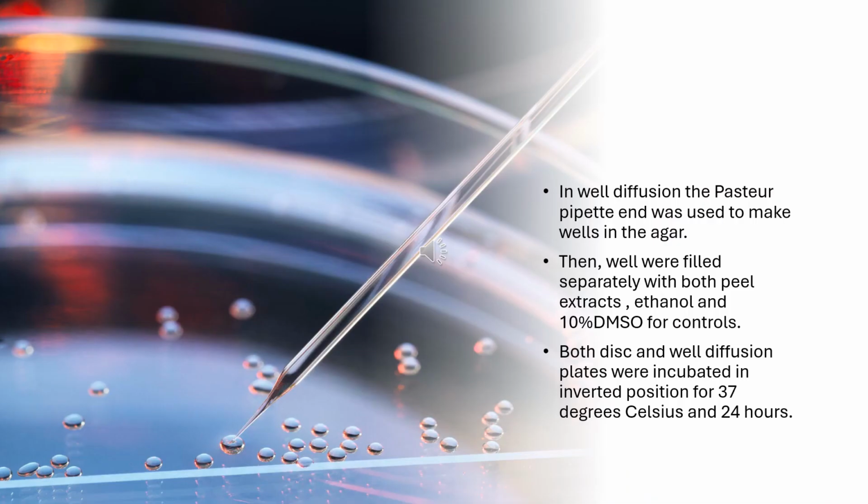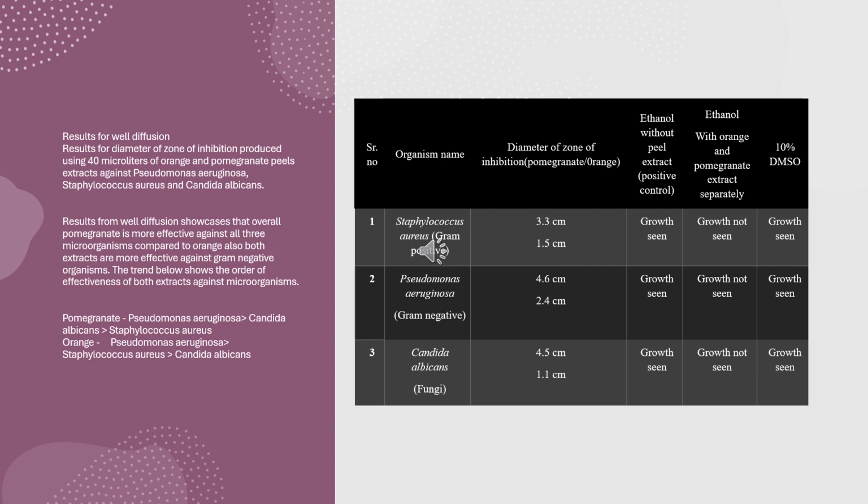For the well diffusion, we first swabbed the whole plate with our bacteria, and then using a cork borer or a Pasteur pipette, we make holes inside the plates in which we are going to put our extract and also our negative controls. For the extract, we have put both our pomegranate and orange peels. We have put negative controls, which were 10% DMSO and ethanol. The plates for well diffusion and disc diffusion were incubated at 35 degrees Celsius for 24 hours.